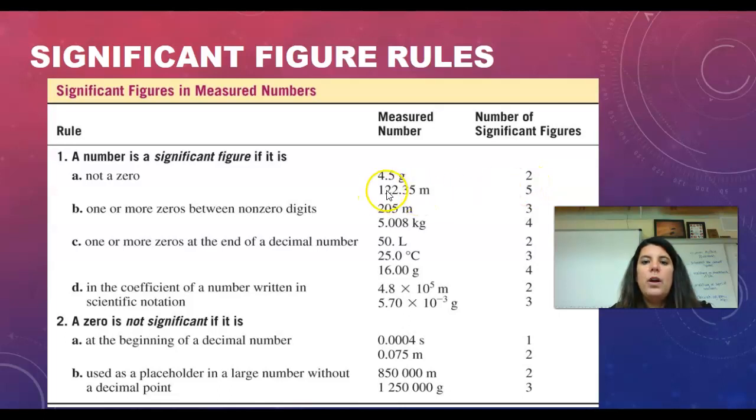All right, 122.35, they're all non-zero numbers. There are 5 significant figures. If you have one or more zero between non-zero digits, those are also significant. Okay, so 205, the zero is between 2 and 5. We know 2 and 5 are significant because they're non-zero. Because this is in the middle, it's also significant. So in 205 meters, there are 3 significant figures: the 2, the 0, the 5.